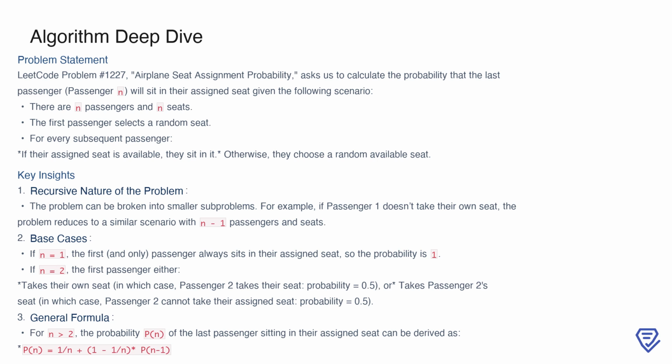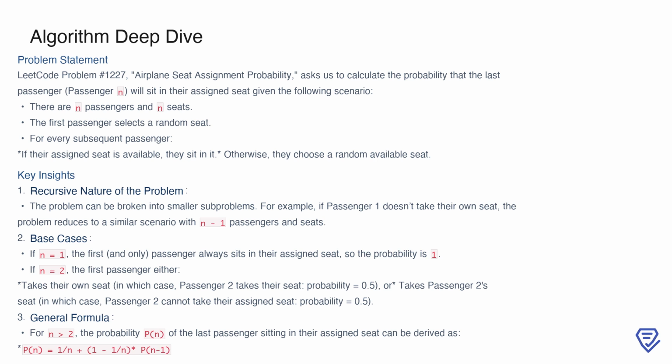To approach this, we recognize that the problem has a recursive structure. For example, if the first passenger does not take their assigned seat, the scenario essentially reduces to a similar situation with one fewer passenger and seat. This recursive nature allows us to analyze how the probability evolves as the number of passengers increases.